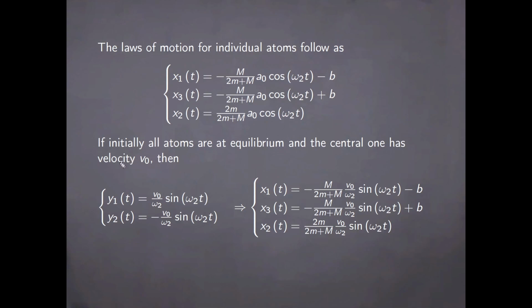And in exactly the same way, we can look at a situation where initially all atoms are at equilibrium, but the central one has an initial velocity v0. And then the laws of motion for the internal coordinates are the ones here, and the ones corresponding to the free atoms are those in the list, and once again they correspond to the odd vibrational mode.